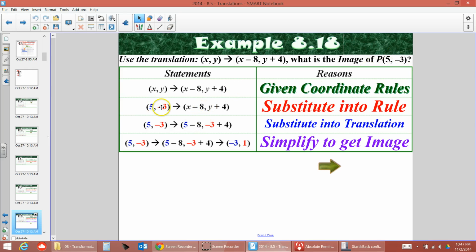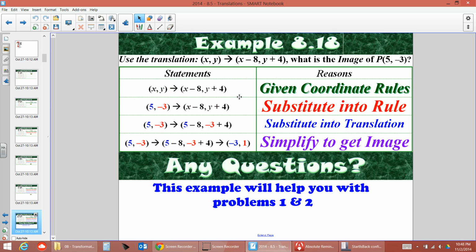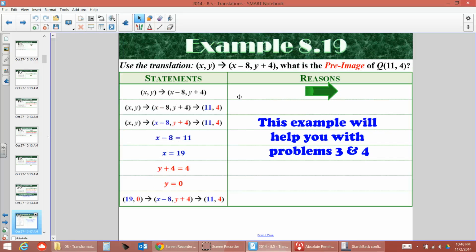I know my x and y. I know the rule. So this is saying I go down 8. Well, 5 minus 8 is -3. And then y is -3 plus 4 gives me 1. So I like this way of doing things because it's very structured. There's no way to get it wrong. If you want to try and just count, that's fine. That should help you with problems 1 and 2.